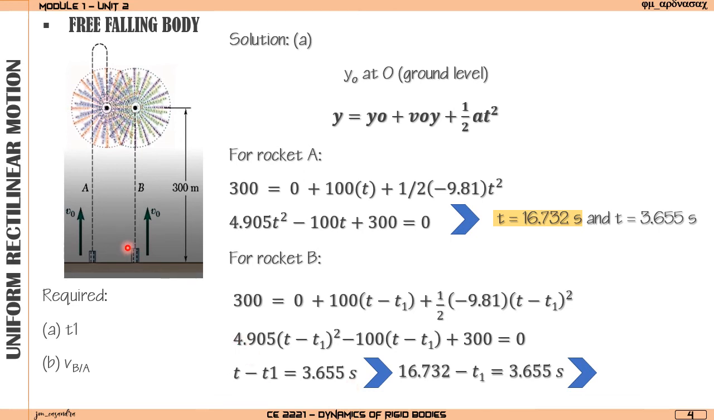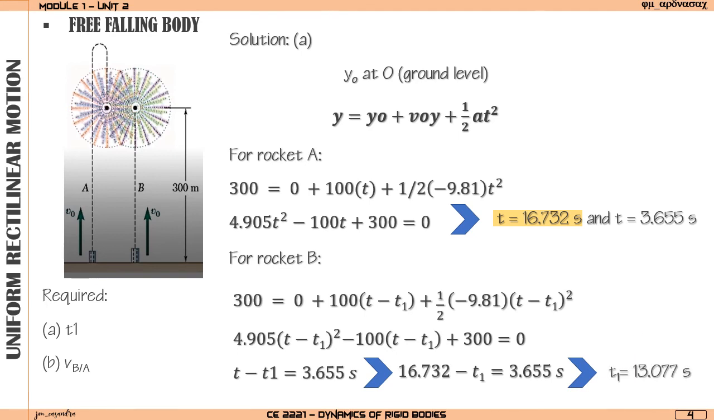So, ibig sabihin, after 13.077 seconds, nung na-release or na-launch yung rocket A, saka pa lang mari-release ang rocket B. So, that's for T1. Or basically, since they have the same initial velocity, and they will be exploding at the same height, the travel time of rocket B to the explosion point is 3.655. So, compute mo lang yung difference doon sa kanilang travel time, yung travel time ni rocket A minus travel time ni rocket B, that will now be equivalent to this value.